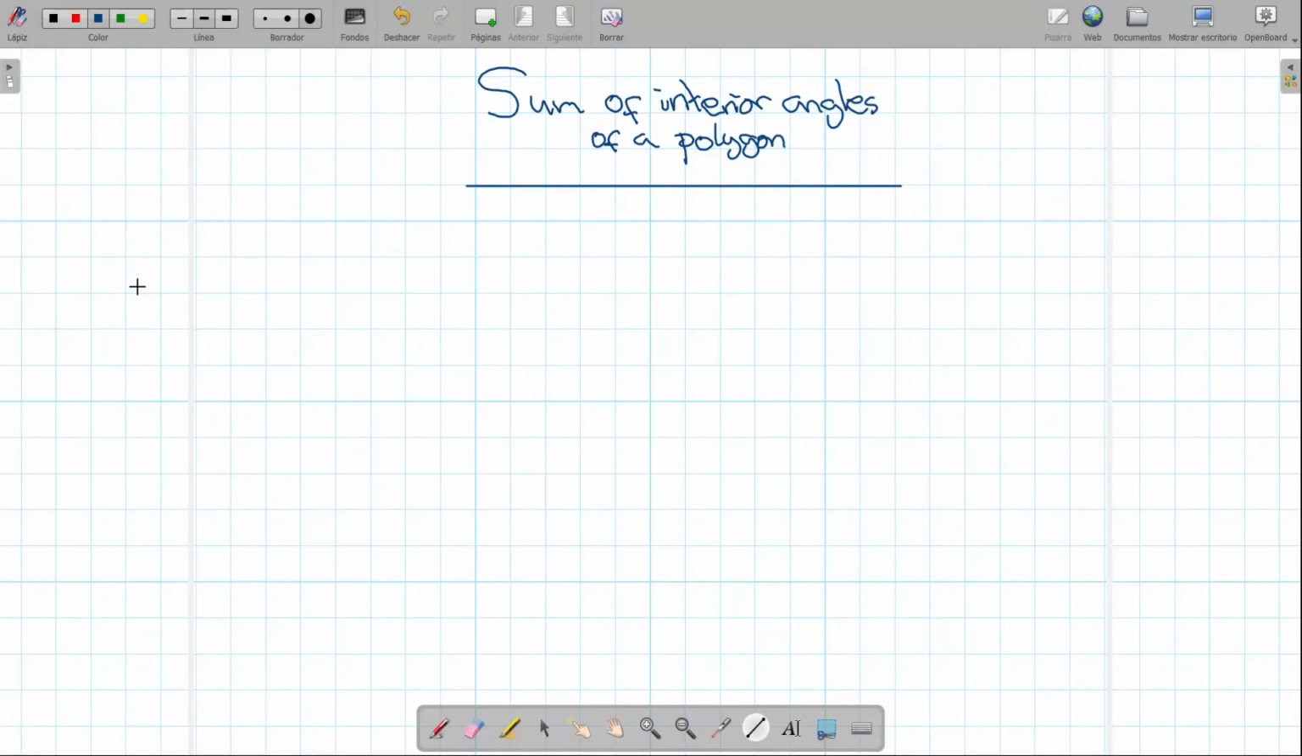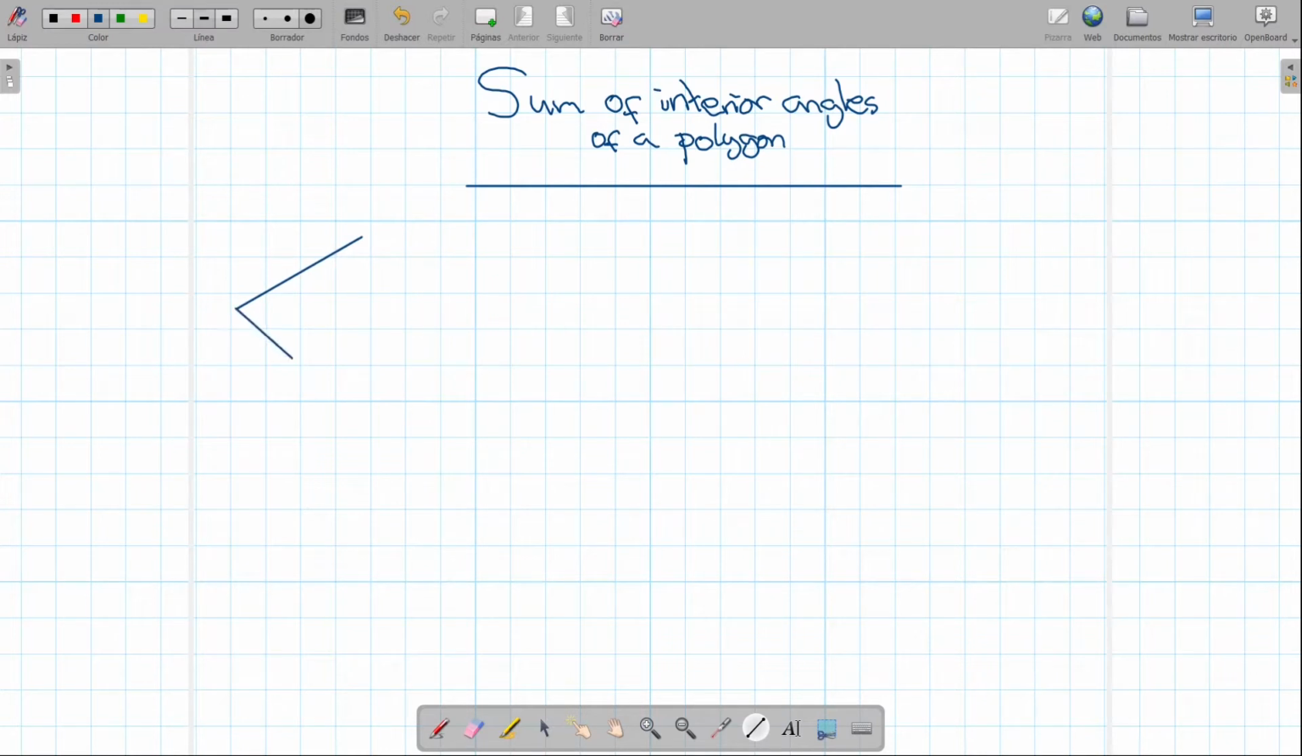Hi there. Today we're going to talk about the sum of the interior angles of a polygon. Remember that a polygon is any two-dimensional shape which is closed. For that we need it to have at least three sides. So the easiest polygon would be a triangle.